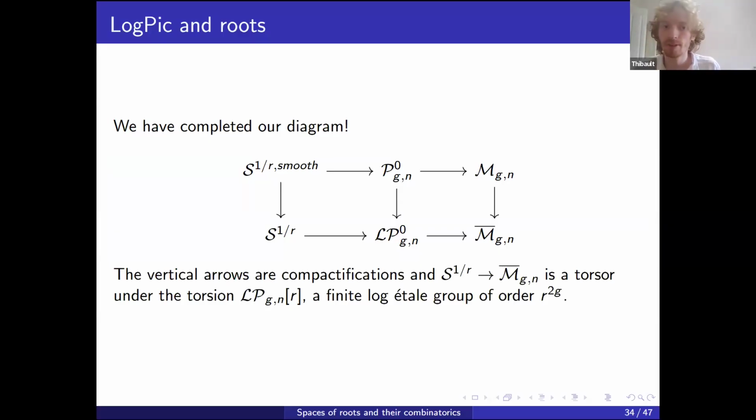The vertical arrows in this diagram are compactifications, and now remember, right? We want the compactifications to be modular. We also want them to preserve the good properties that the original objects had. This definitely happens here because my compactified space of roots is still a group torsor under the r-torsion of log Pic, which is still a finite group and still in some sense étale, right? Étale in the category of logarithmic schemes. So in particular, it has the same finite order that S_1 over R smooth had.